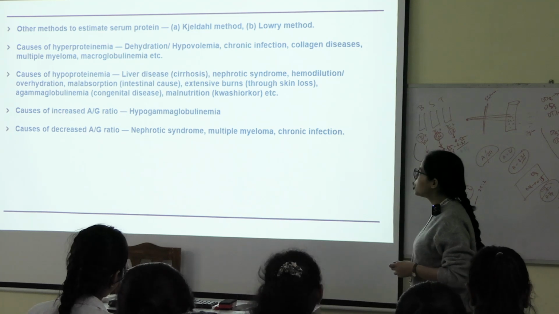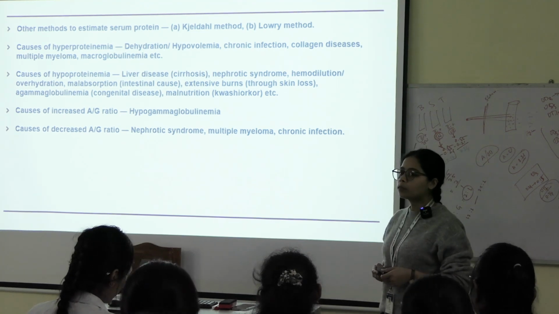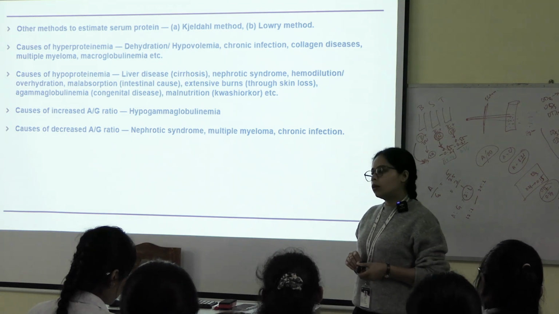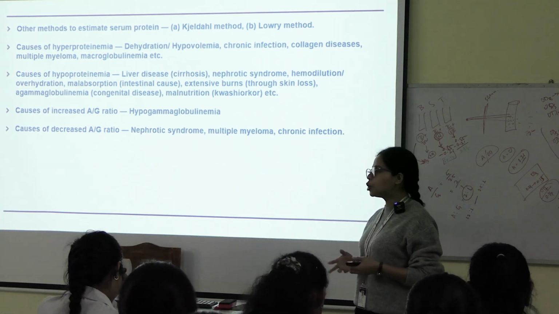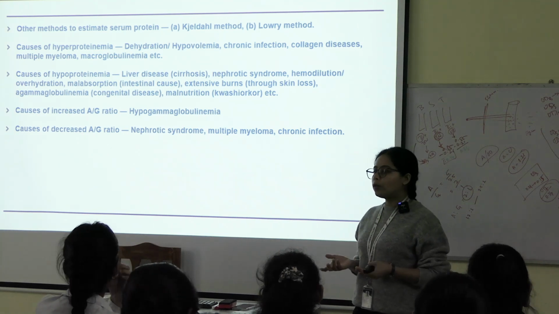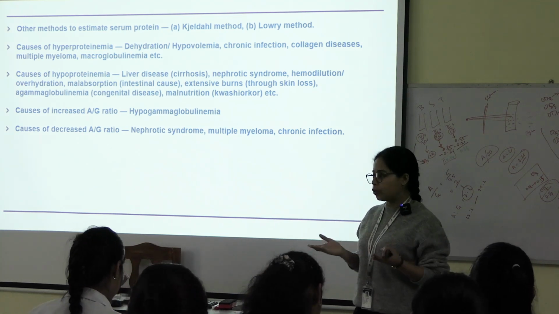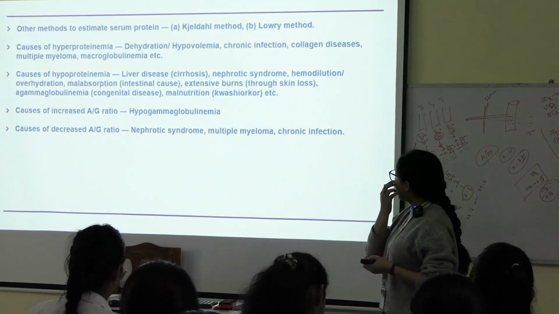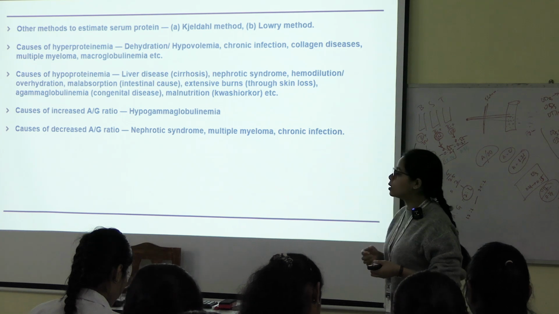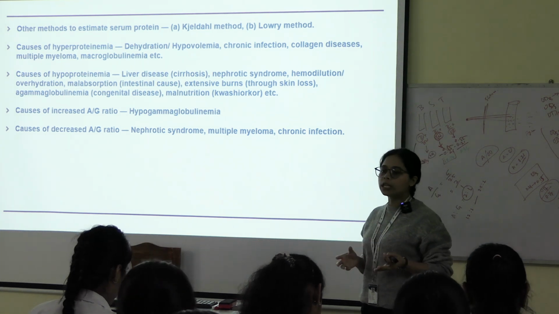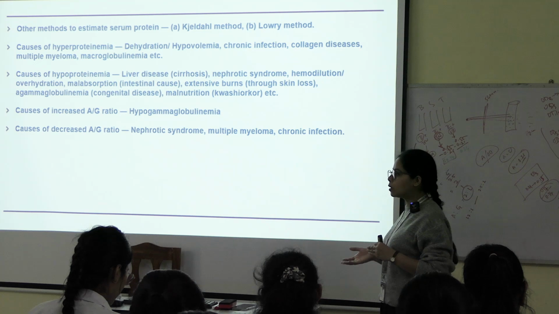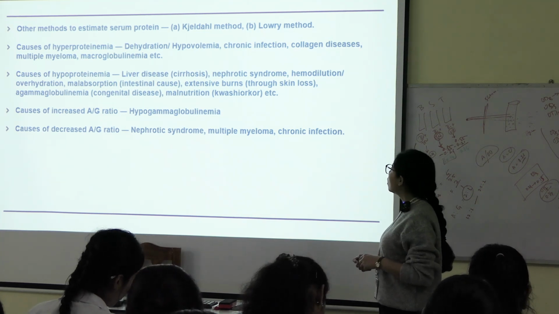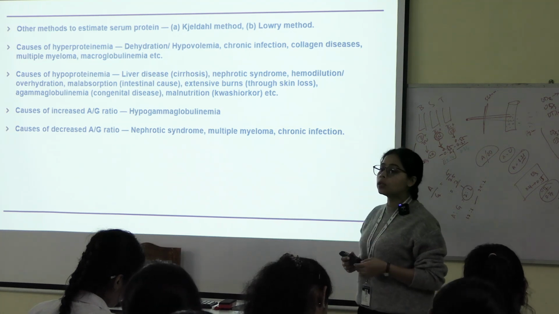What is hemodilution or overhydration? What is dilution? Yes, more fluid. Overhydration means more fluid in the body. So what will happen in that case? The proteins will get diluted. That will give us hypoproteinemia. Then malabsorption because of intestinal cause. If your intestine cannot reabsorb the proteins properly, that will ultimately result in less protein in the body. That is hypoproteinemia. Then extensive burns, that is lost through the skin.